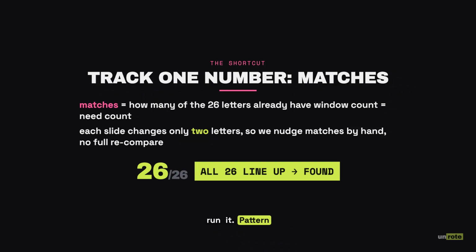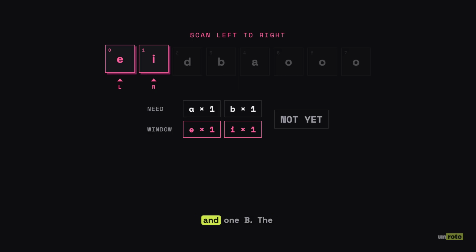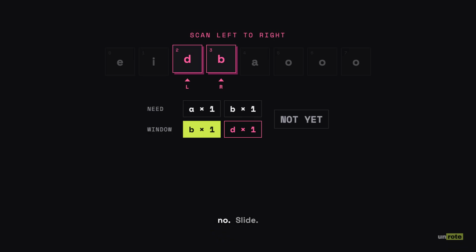Let's run it. Pattern AB. So we need one A and one B. The 2 wide window starts at the left. EI, no. Slide. ID, no. Slide. DB. We have a B, but no A yet. Still not a match. Each step just drops one letter and adds the next.